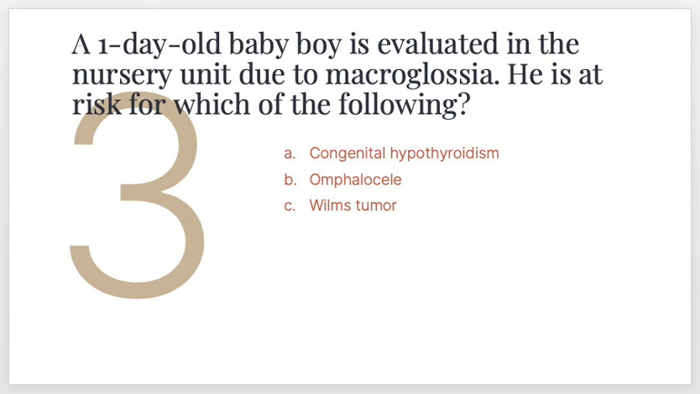Now, question number 3. A 1-day-old baby boy is evaluated in the nursery unit due to macroglossia. He is at risk for which of the following? And you have your options of congenital hypothyroidism, omphalocele, and Wilms tumor.